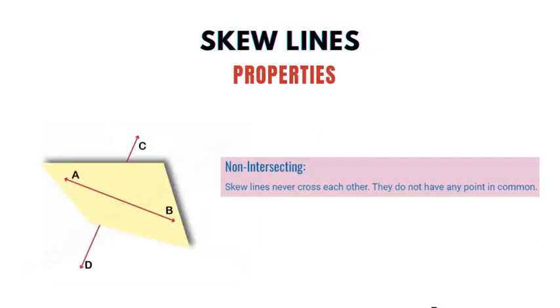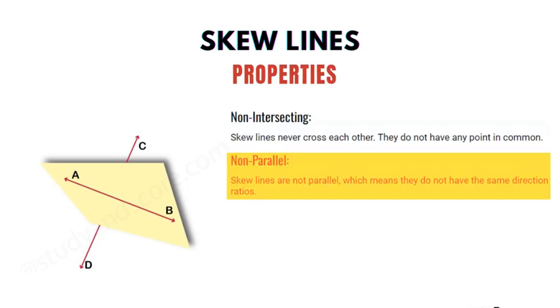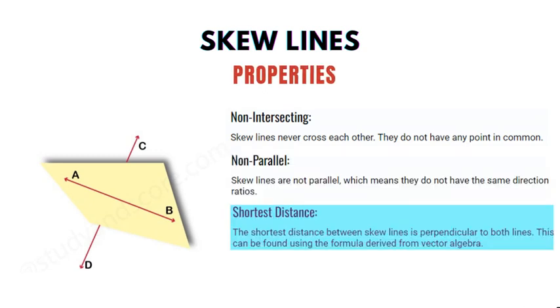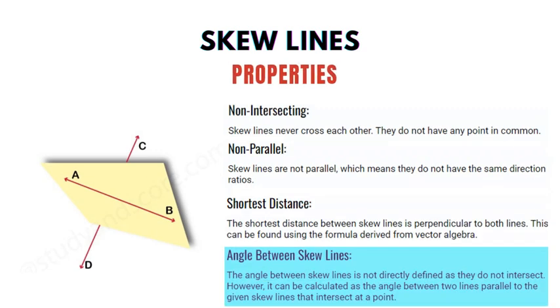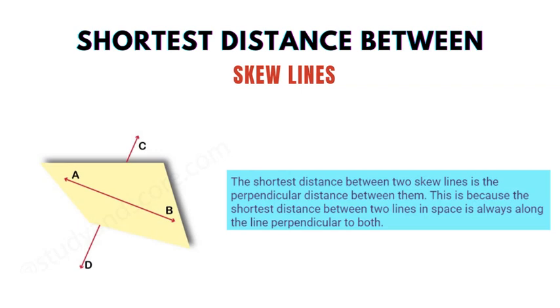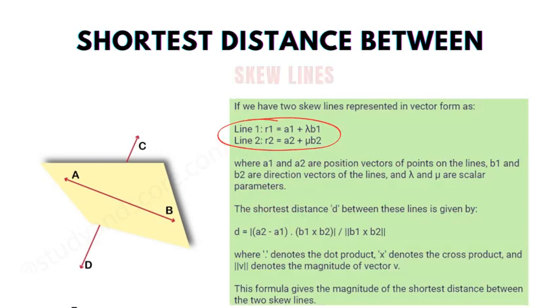Two lines are said to be skew if they are not intersecting and they are not parallel to each other. However, a vector normal to both skew lines can be found, and the distance between the intersecting points of this normal vector is the shortest distance between skew lines. The angle between skew lines is not well defined because they do not intersect. The shortest distance between two skew lines is the perpendicular distance between them. The formula to calculate the shortest distance between two skew lines is shown here.